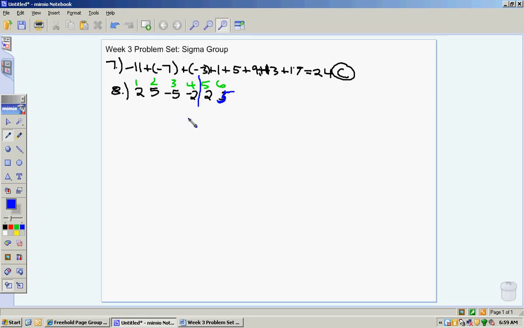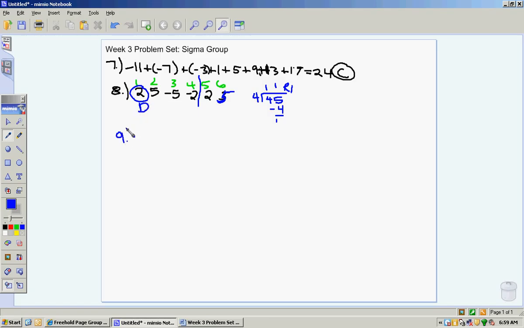So then we're talking about the 45th term. So we want to do 4 into 45 and then see what the remainder is, because it's going to go 1, 2, 3, 4, 5, 6, 7, 8, 9, 10, 11, 12, etc. as we go through. And that's going to go in 11 times with a remainder of 1. So the 45th term is going to be the same as the first term, which is 2. So our answer for 8 is D.